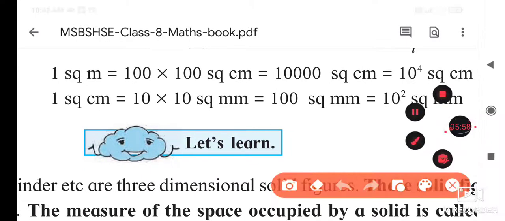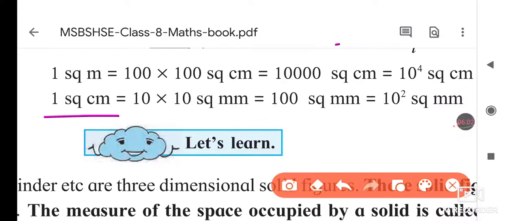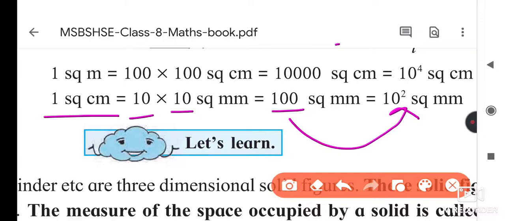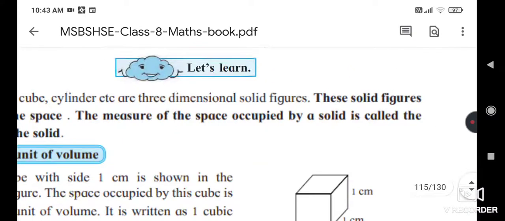In the same way, 1 square centimeter is equal to... just now I told you, on the scale how many lines are there in between 0 and 10? 10 lines are there. So multiply 10 into 10, you will get 100, and square centimeter changes to square mm. In this way we have studied.